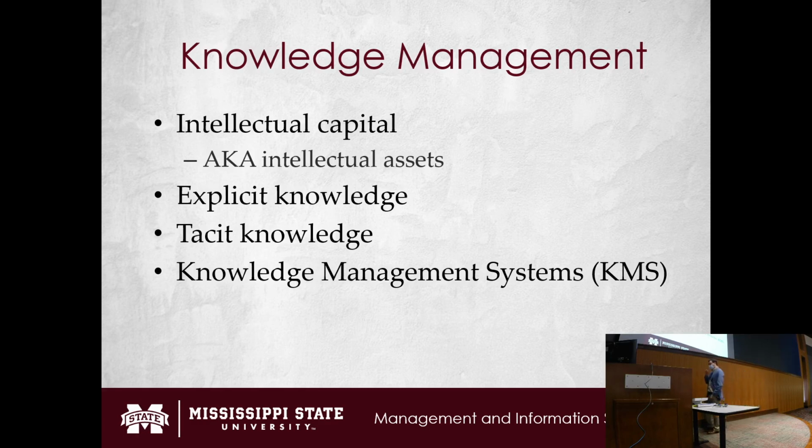But there are really two main types of knowledge that are important to distinguish. We have explicit knowledge and we have tacit knowledge. Explicit knowledge is something that can be learned as a hard fact. If I said to you, this class is called BIS 3233, that's explicit knowledge. You can't really argue with that. It's a fact that it is called BIS 3233.